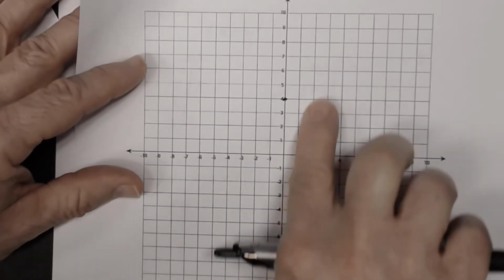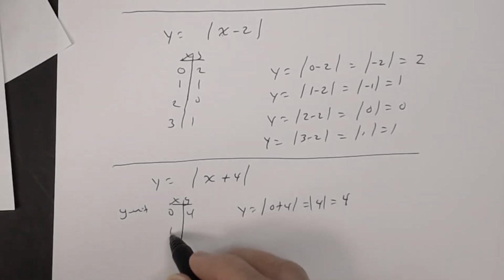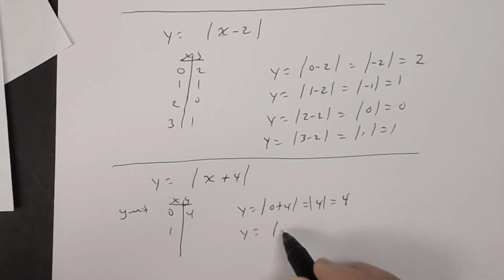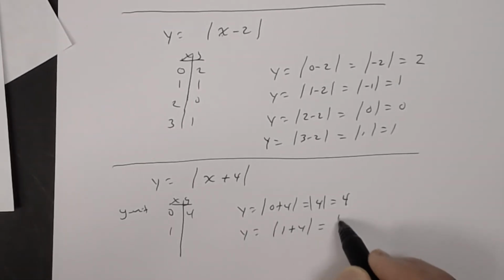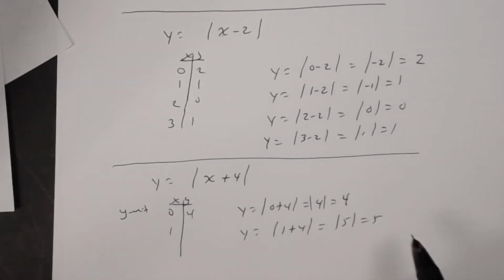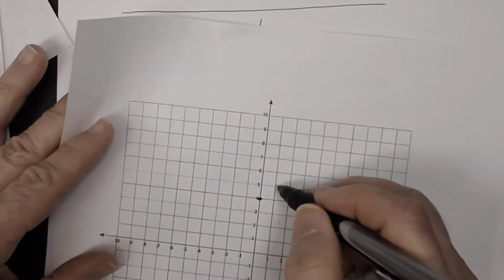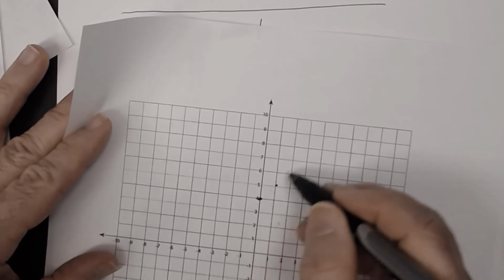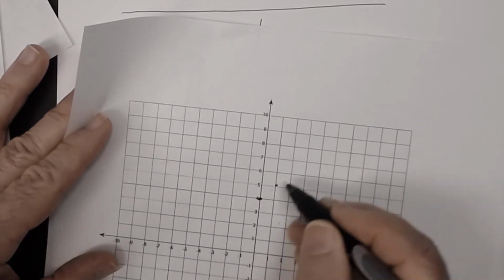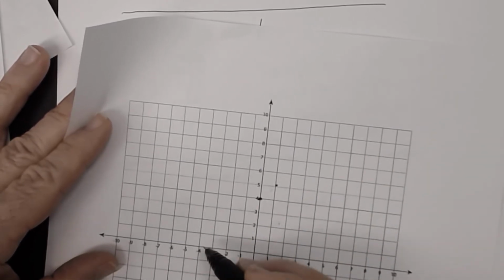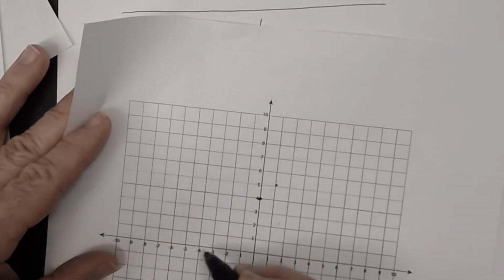All right, let's just go to the right. Let's use 1 then. Let's see what happens when you use 1. Y equals the absolute value of 1 plus 4, which is the absolute value of 5, which is 5. But notice what happens, 1, 5, right? See how it's pointing up like this? So I know that the vertex is going to be somewhere on this side, right? Because it's going to do something like this.